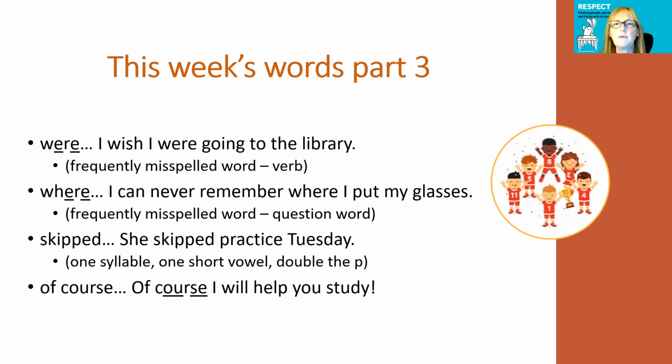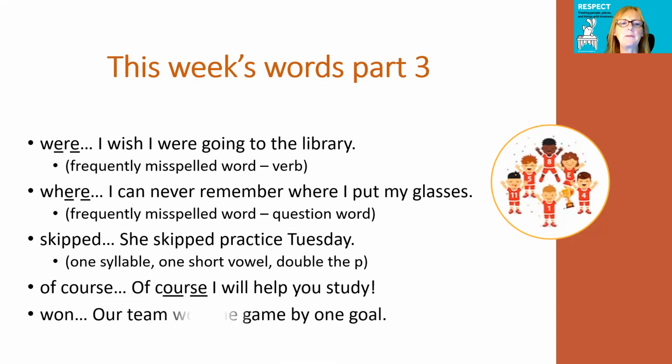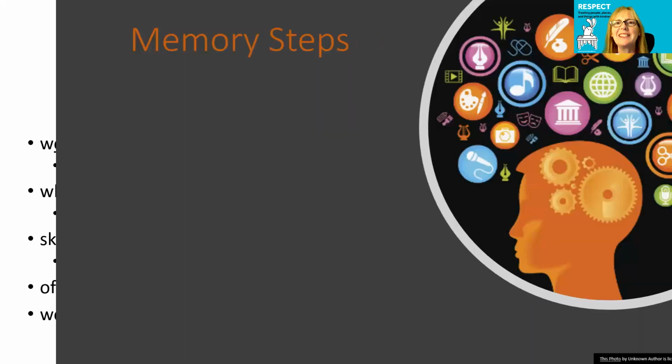So that's why we need to make sure we have that E. And the or sound is spelled O-U-R in this case, which is a little bit tricky. Won. Our team won the game by 1 goal. So you can see that won and one are homophones. Won meaning yay, we won, and O-N-E is the number 1, which you know how to spell. But remember that there is a difference between those two words, even though they sound the same.